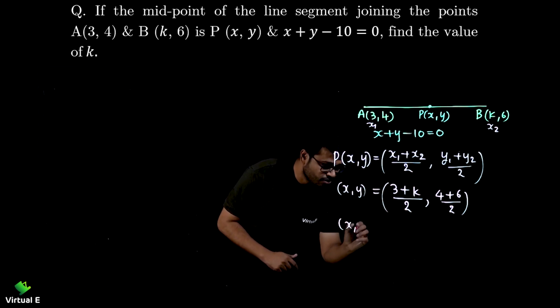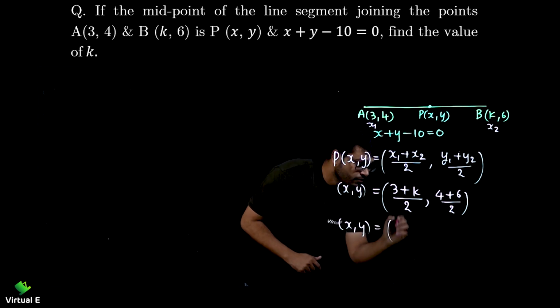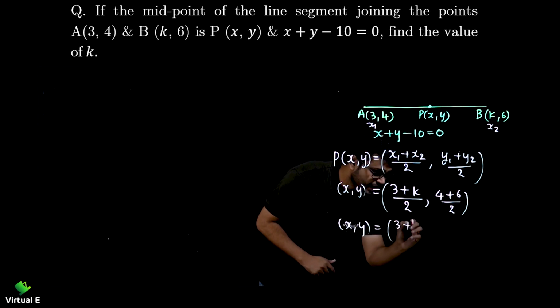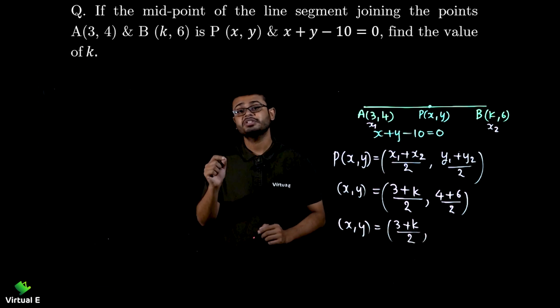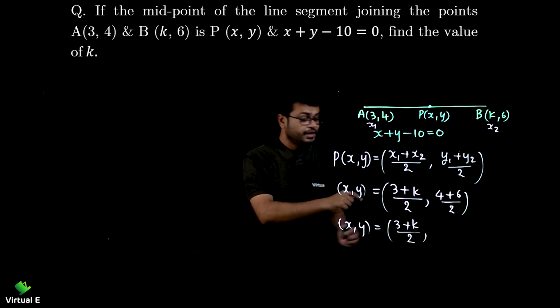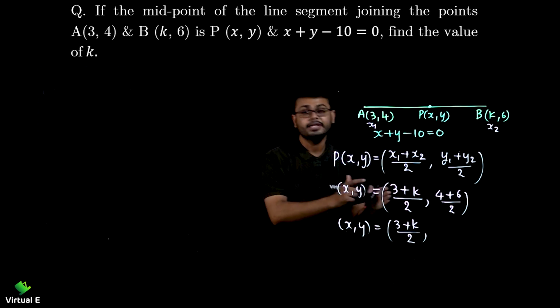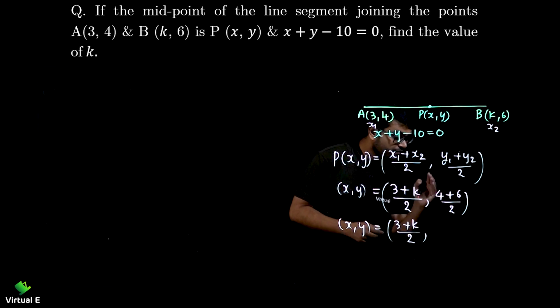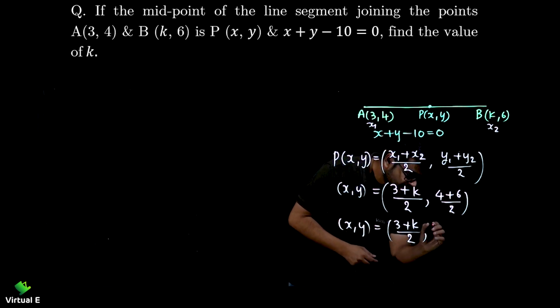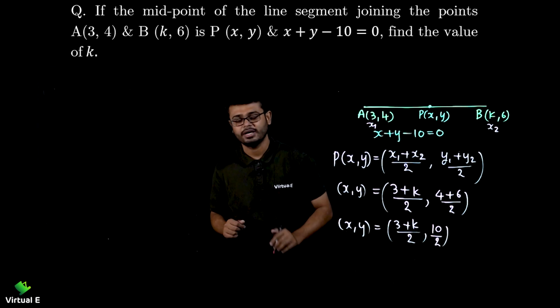So (X, Y) is equal to (3 plus K) by 2, as it is. Don't write 3K, that's absolutely wrong. 3K means 3 multiplied by K, and 3 plus K means they are in addition. That's a completely different operation. And 4 plus 6 is 10 by 2. Let's keep it as it is for a while.